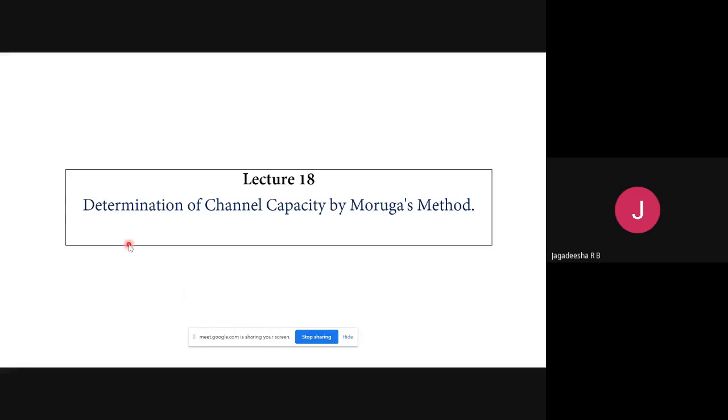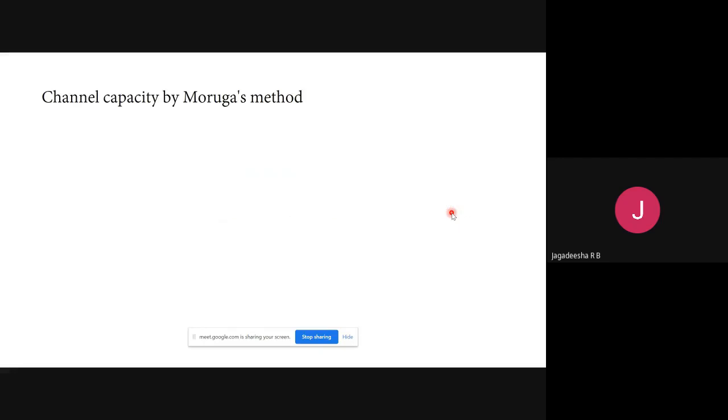And the topic of today's lecture is determination of channel capacity by Muroga's method. So we have seen how to find the channel capacity by some other methods, using the mutual information as well as using Shannon's method. Here we have another method of finding the channel capacity for a special case. So here, the channel capacity by Muroga's method.